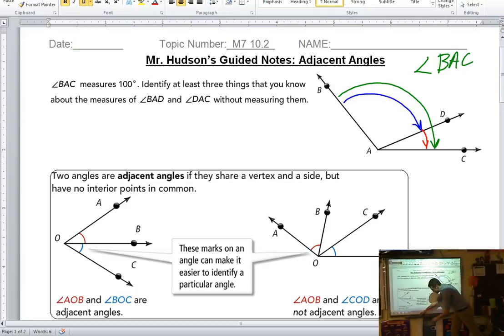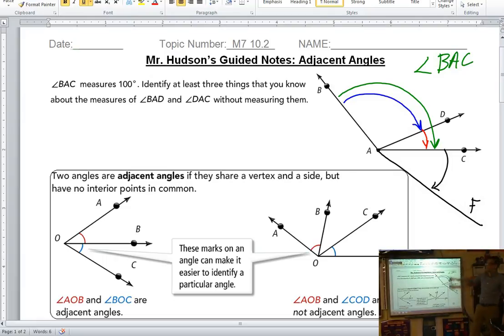So it would be adjacent if it was BAD and B. And blue and red are adjacent to each other. Green is not adjacent to anything right now. But if I added in another angle, let's say I added in a black angle here, CAF or something like that, green is now adjacent to black. Black is adjacent to red because they're beside each other sharing the side, but still blue is not adjacent to black because they're disconnected. They're not right next to each other.